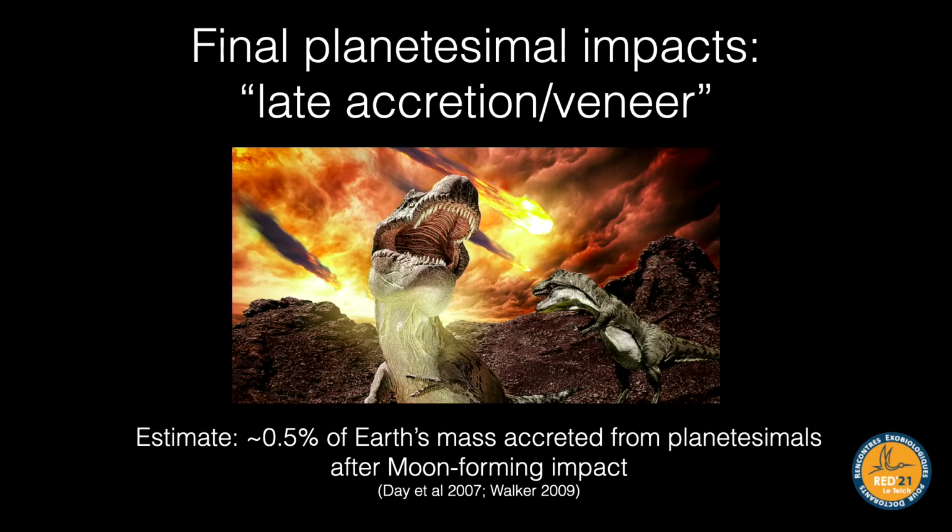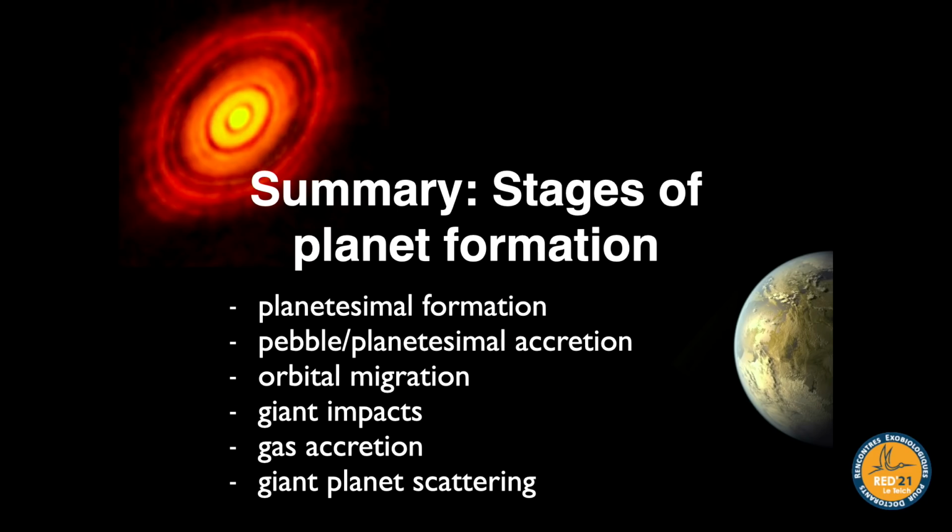And some of these very, very late impacts were like the ones that killed the dinosaurs. So those still happen. They're not usually thought of in that way. But that's the very final phases of planet formation. Basically, this is a quick summary of the stages of planet formation. Remember, we went through planetesimal formation, pebble accretion, and planetesimal accretion in certain cases, migration, type 1, type 2, gas accretion, giant impacts, planet scattering, late accretion. These are the pieces of the puzzle that we're trying to put together.